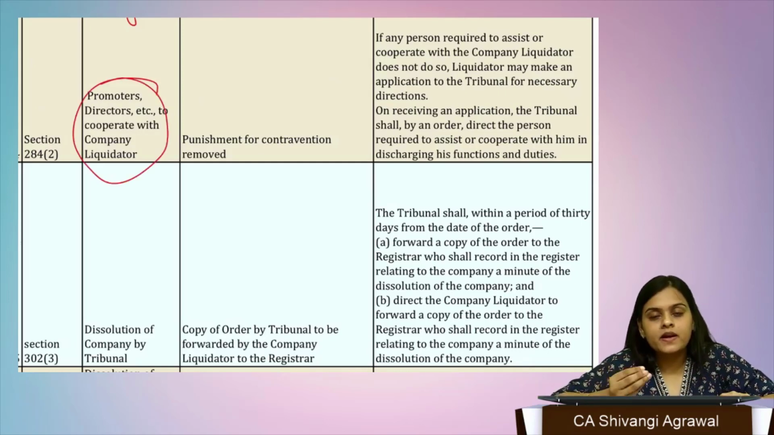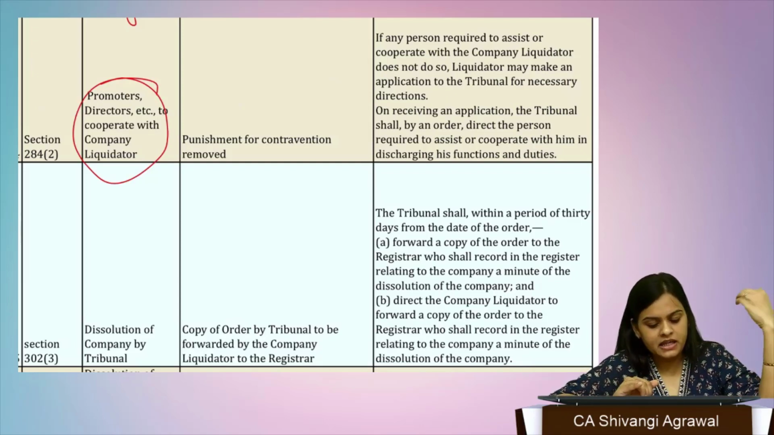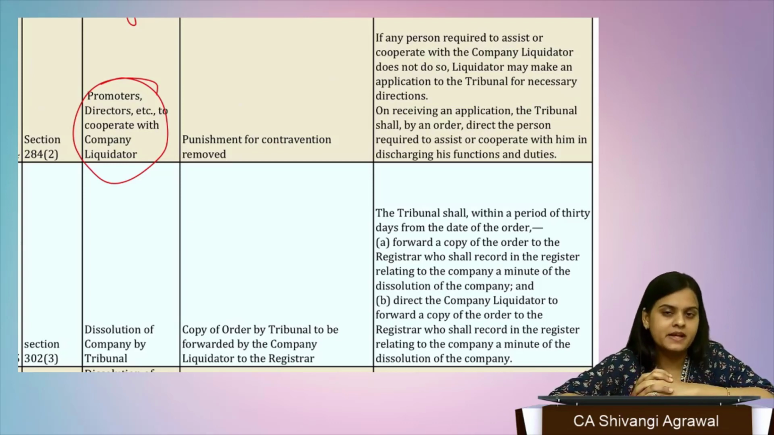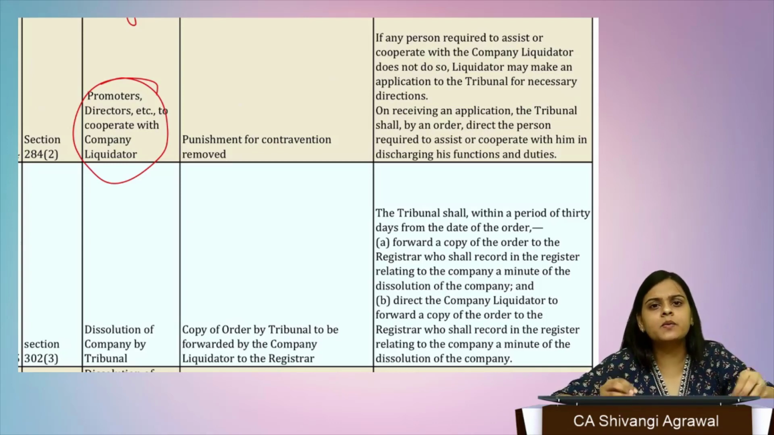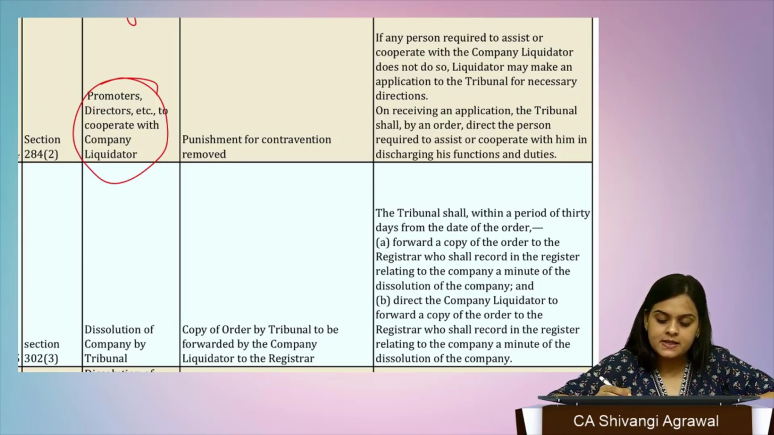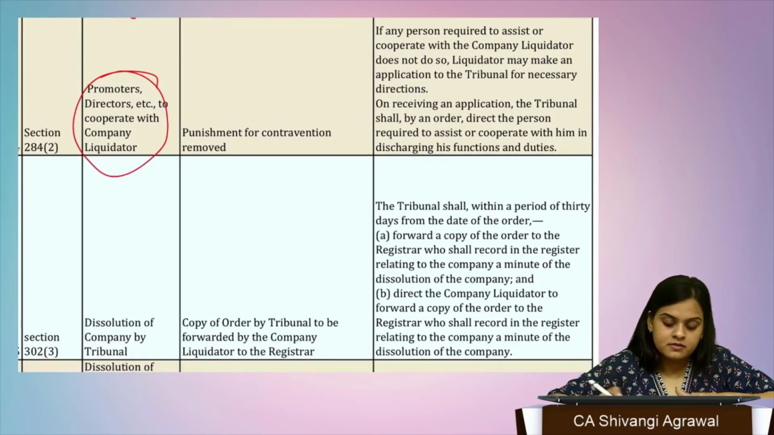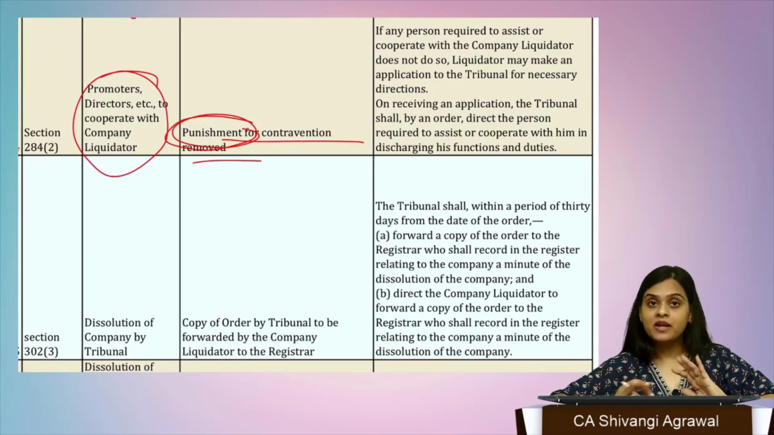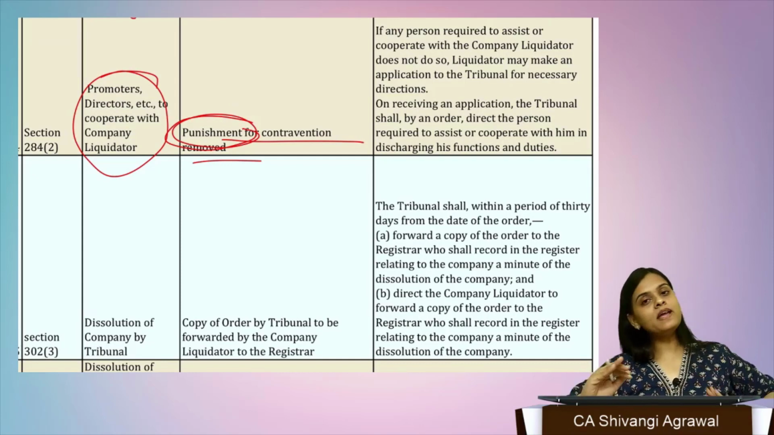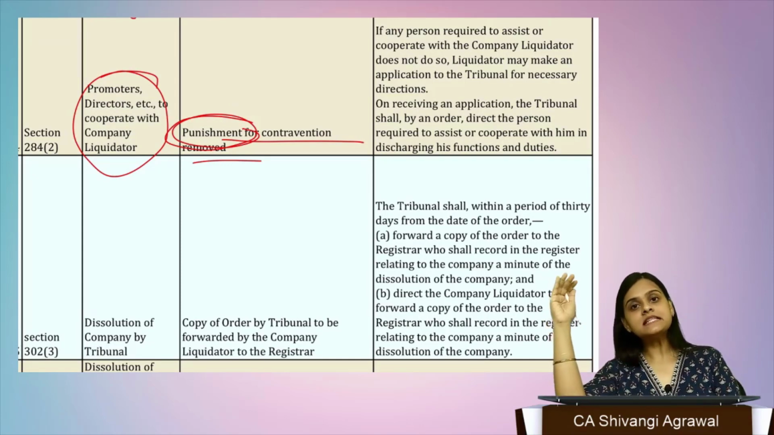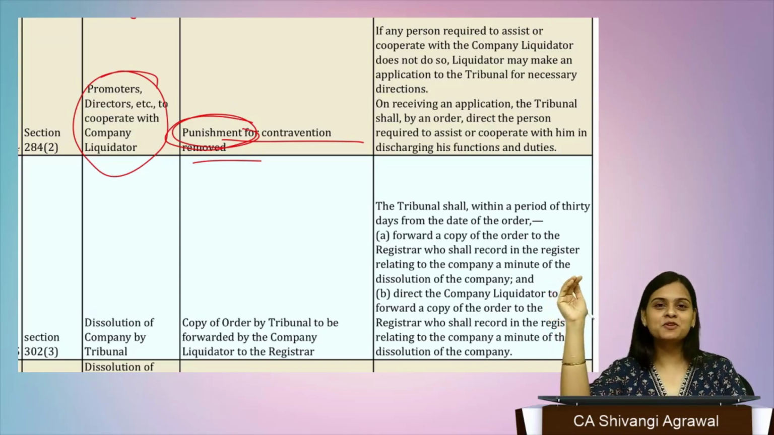See, whenever a liquidator is appointed in a company, it is the duty of the promoters, company employees, and the directors that they all have to cooperate with the liquidator. It is their duty to assist the liquidator, provide information, provide documents, etc. And if they don't, they were liable for punishment. Now the punishment has been removed. That means are we now eligible to not cooperate with the liquidator? Still you have to cooperate.